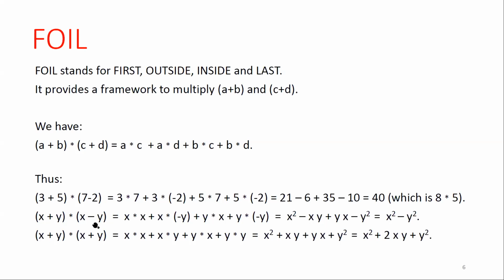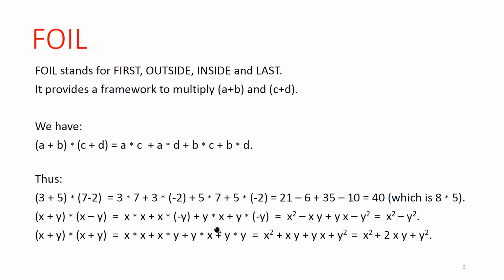Yeah, I think. Well, we just did that, sort of. Well, yeah, and this is just letting a and c be x and b. I mean, you could look at it like x plus y times x plus a negative y, and then x plus y times negative y. So the first is going to be x times x. The outside is x times negative y. The inside is y times x. And the last is y times y.